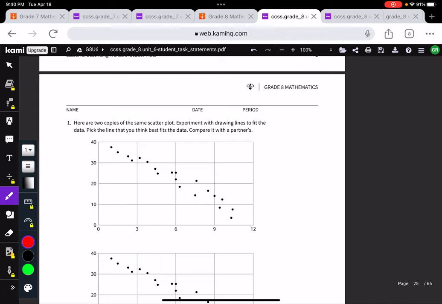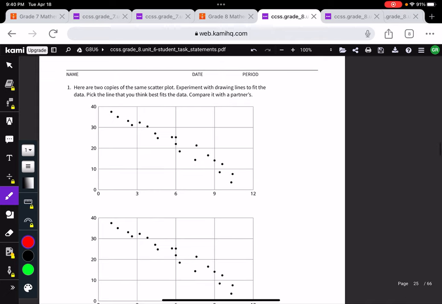It says here are 2 copies of the same scatter plot. Experiment with drawing lines to fit the data. Pick the line that you think best fits the data. So your line has to be straight, right? Because we do want a linear model, because then if it is linear, we can actually use it to find a slope and a y-intercept. And the slope and y-intercept gives us lots of information.